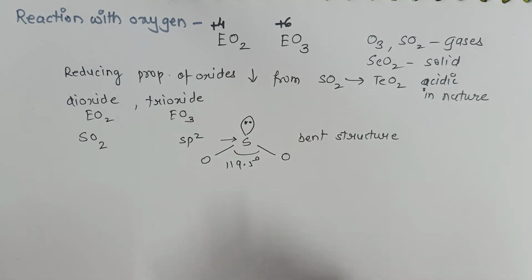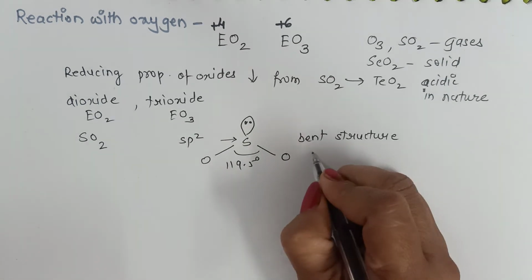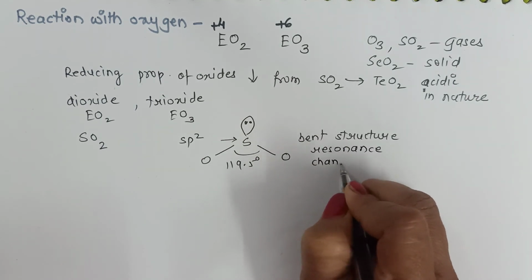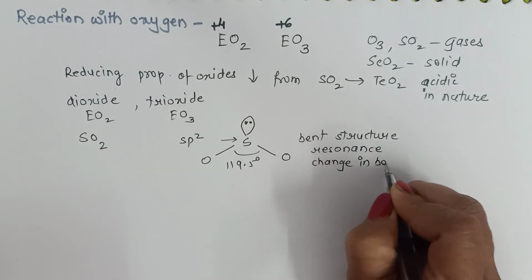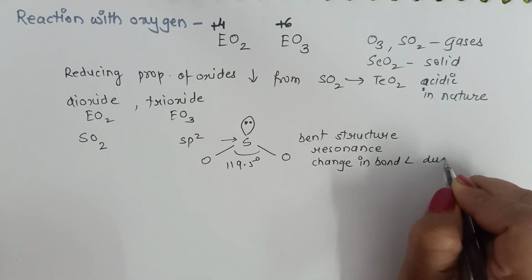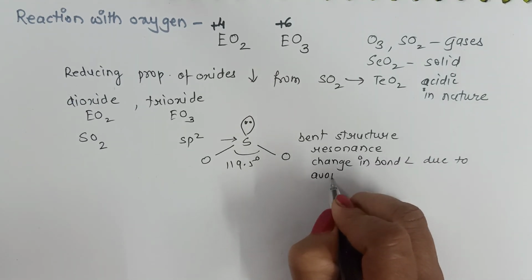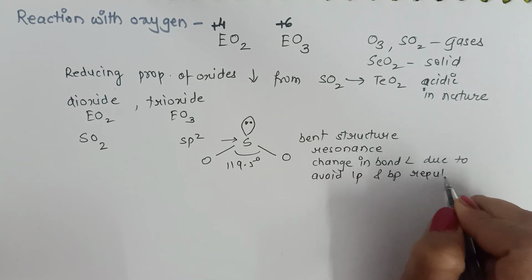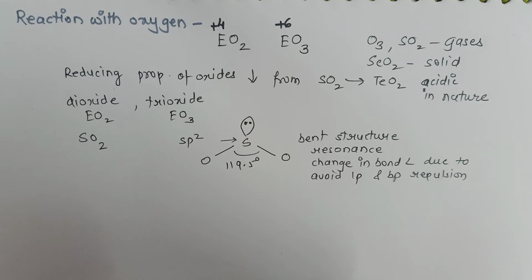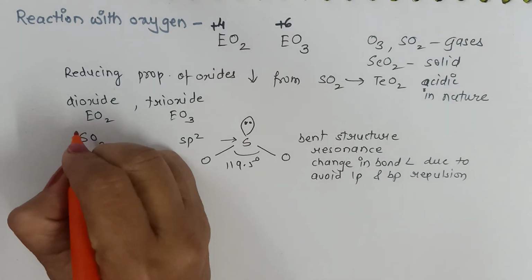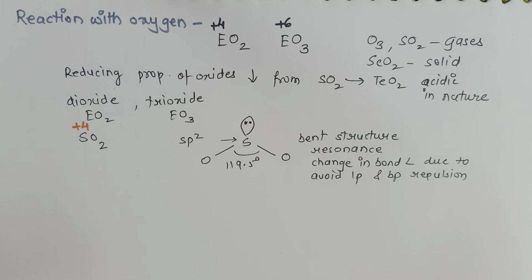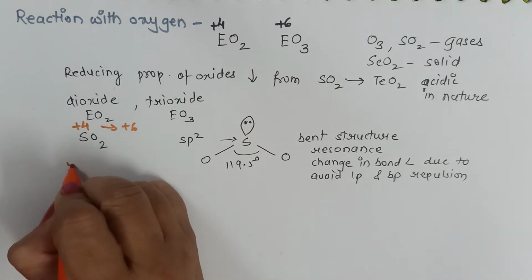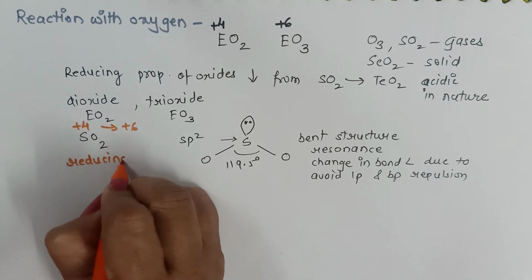Now in this structure there will be resonance, as well as the change in bond angle, which is due to avoiding lone pair and bond pair repulsion. Now in SO2, sulfur shows +4 oxidation state. So it can easily go to +6 oxidation state, itself will get oxidized, and therefore it can act as a reducing agent.